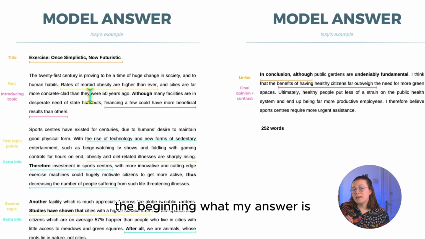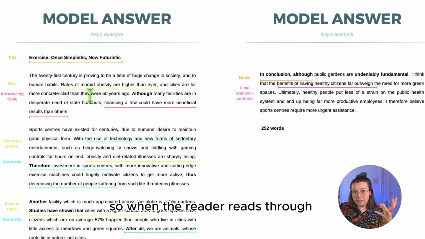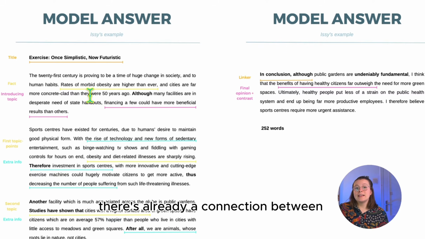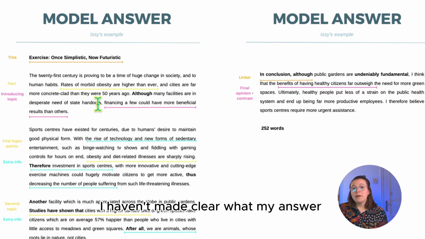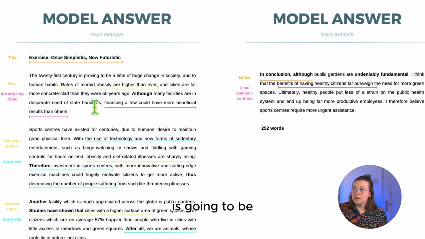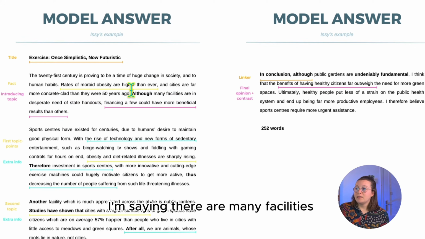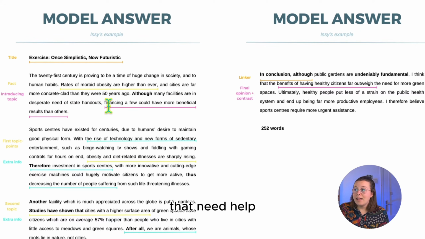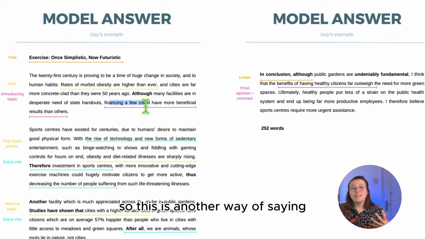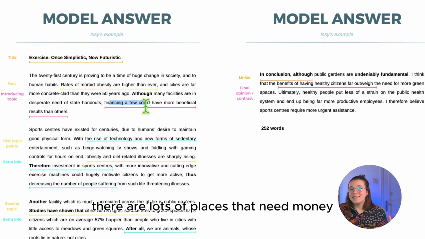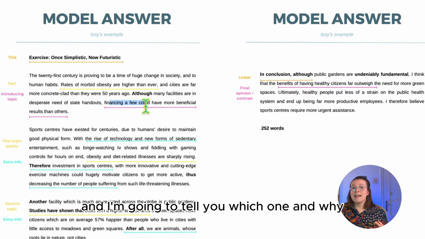I'm suggesting from the beginning what my answer is going to be, so when the reader reads through my whole text, there's already a connection between the introduction, the main paragraphs, and the conclusion. Now, although I haven't made clear what my answer is going to be, I've written, in other words, what I'm going to be talking about in this essay. So I didn't say, in this essay, I'm going to talk about this. I'm saying there are many facilities that need help, but giving money to some could be more helpful than to others. So this is another way of saying there are lots of places that need money, but some are more important, and I'm going to tell you which one and why in this essay.